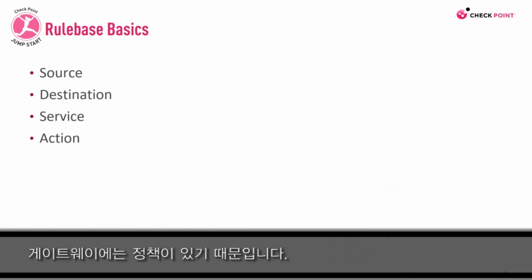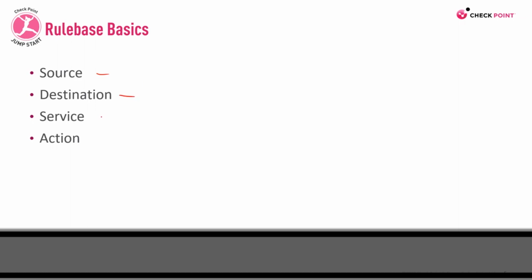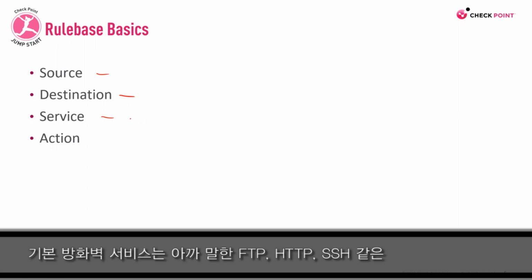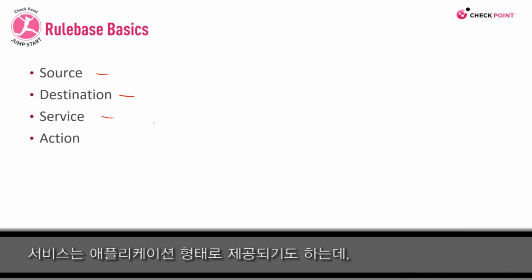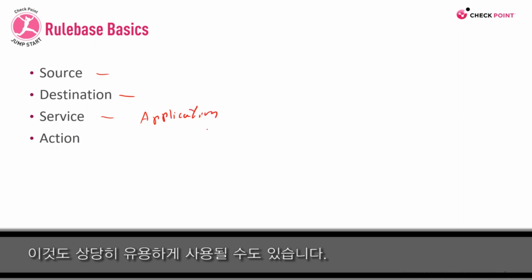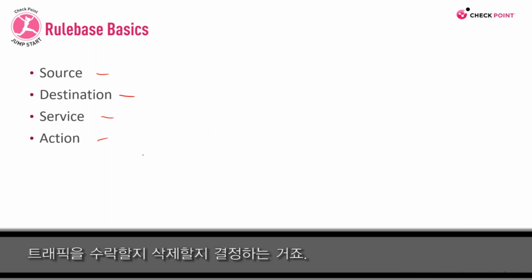We know that the gateway holds a policy. The policy components are source, where you're coming from, destination, where you're coming to, and the service, if it's FTP, HTTP, and so on. In the basic firewall, those services are protocols, such as I mentioned, FTP, HTTP, SSH, and so on. But if you add additional software blades, the service can be an application, which can be really cool. And of course, the action. Are we going to accept this traffic or maybe drop it?